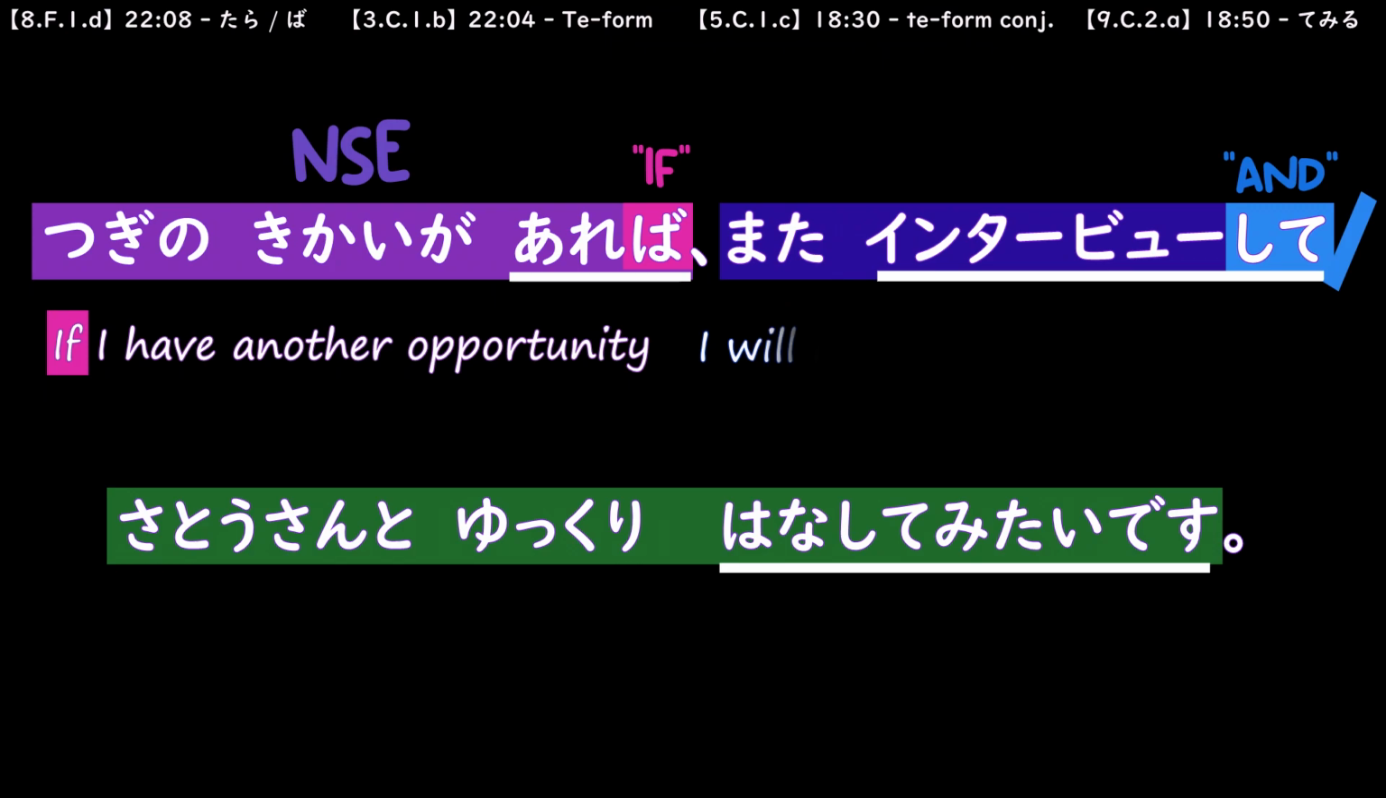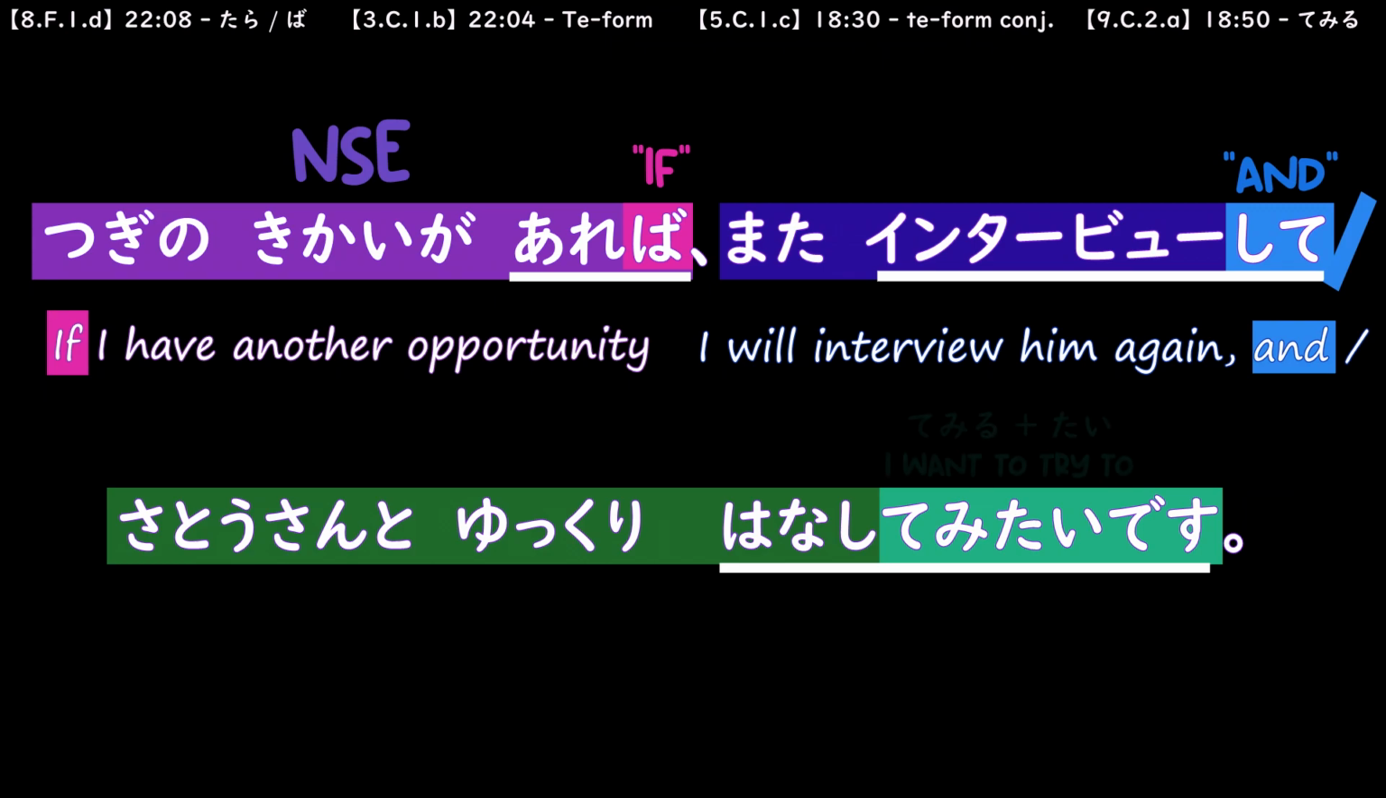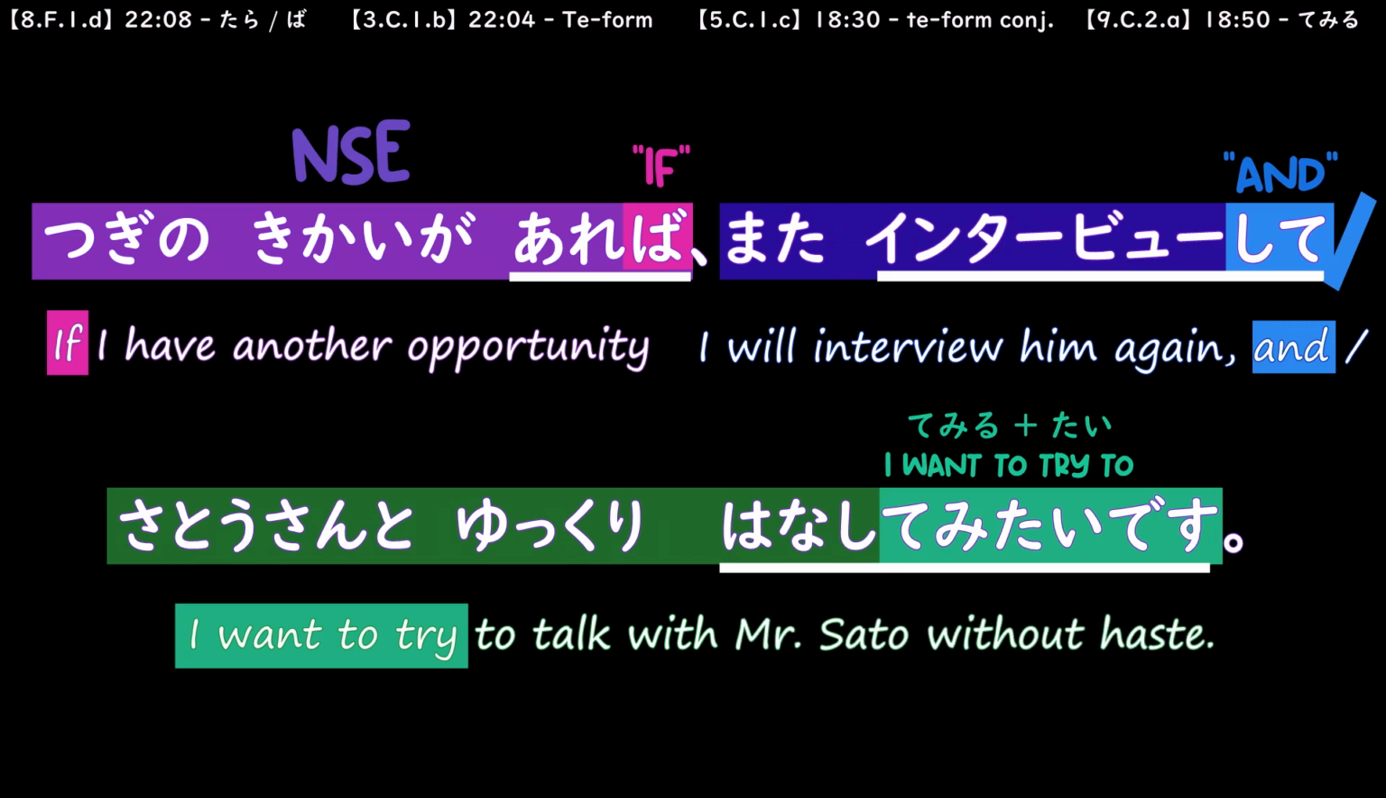So you translate the next bit: I will interview him once again, and then the final bit with a てみたい. So てみる plus たい: I want to try to. So literally, I want to try to talk to him without haste. But don't you think that we should change something in this sentence? Think a bit about it, about what you would say.